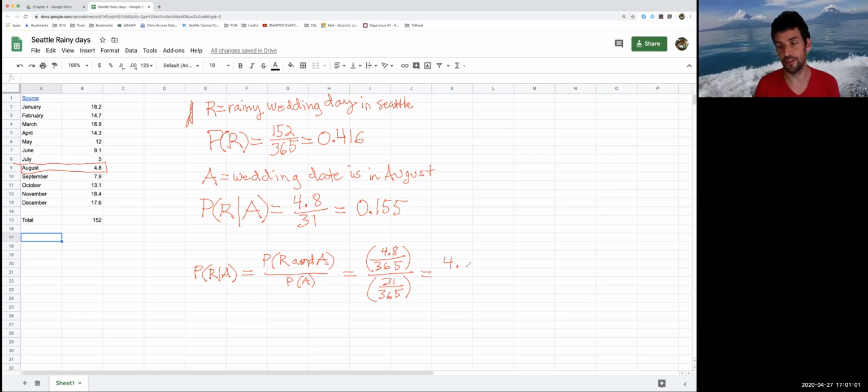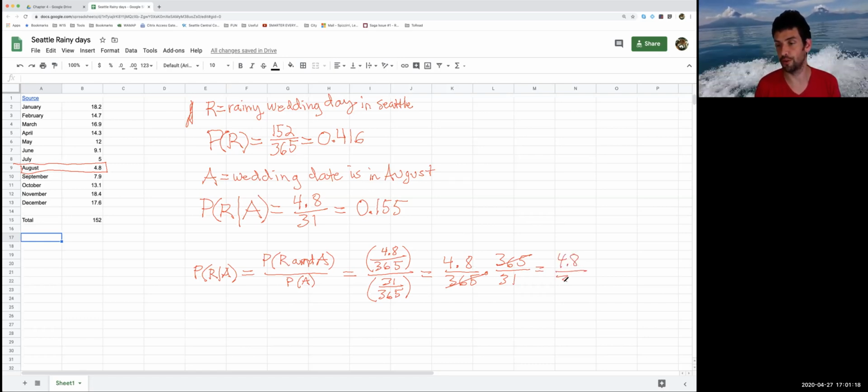Again, to figure this out, we multiply by the reciprocal of the denominator, and we see what's going to happen. The 365s are going to cancel, and we end up with the exact same fraction we worked out by thinking it through up here, right? Which again will be the 0.155.